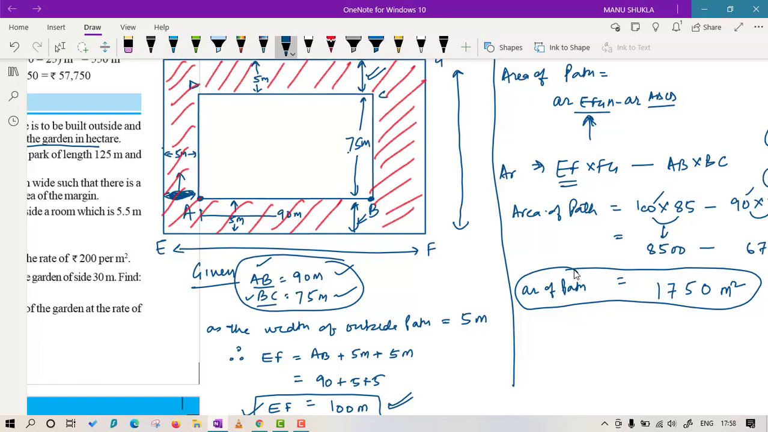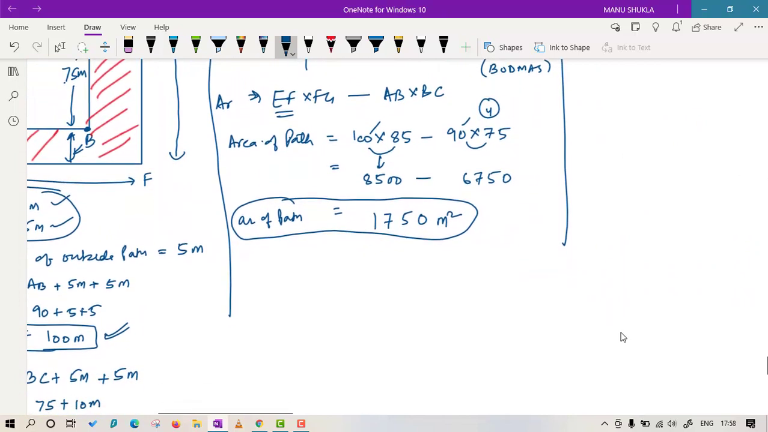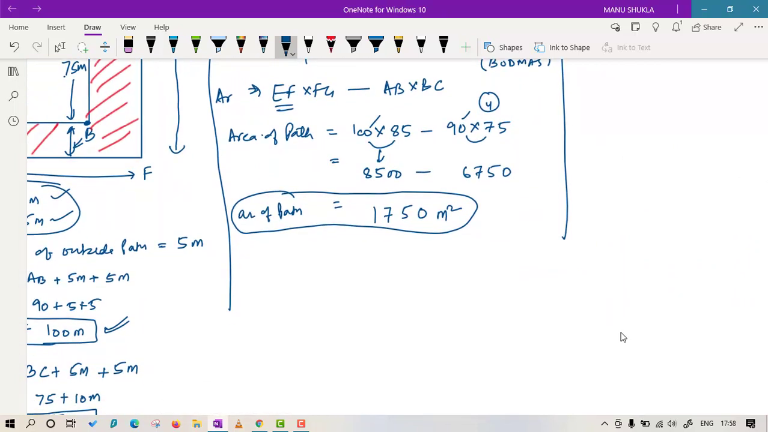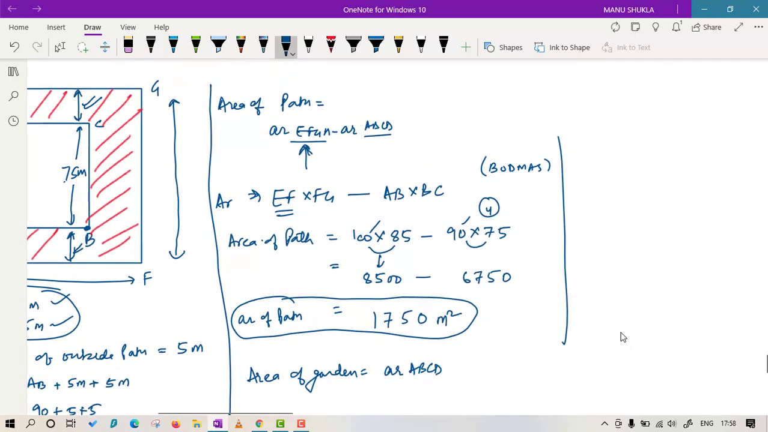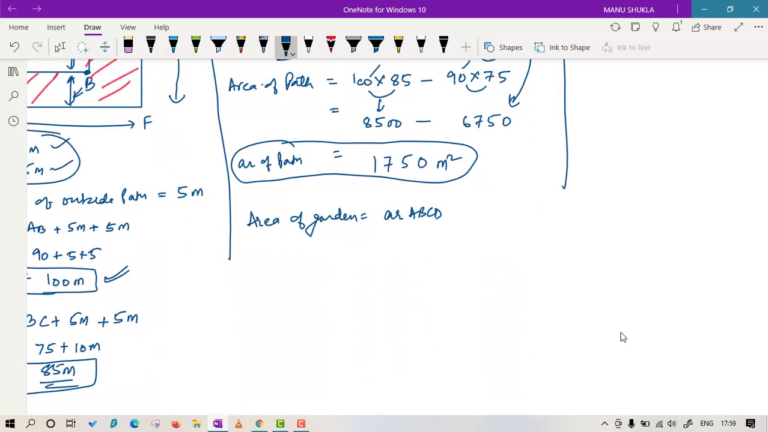If you remember, today only I told you what is the relation between hectare and meter square. So let's find the area of garden. So area of garden is actually equal to area of ABCD, that we have already found. If you know, where is that area of, yes, this is the one, AB into BC, that is 6750. You can directly use it, but still if you want to find again, you can find again also. So I'm directly writing this, that is equal to 6750 meter square.